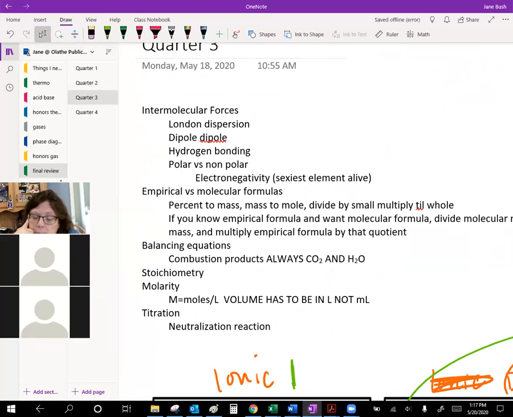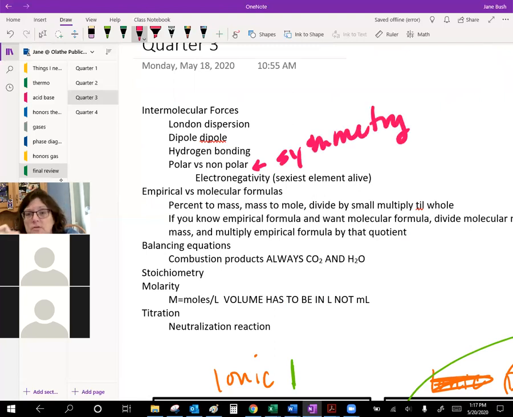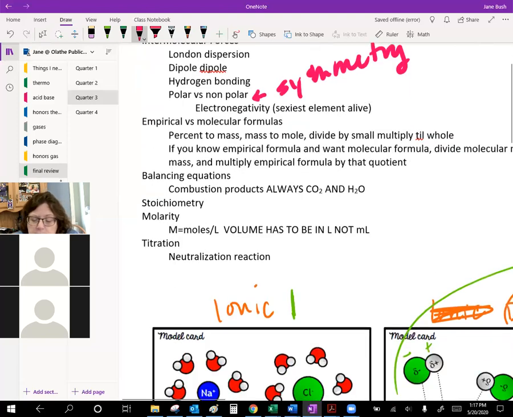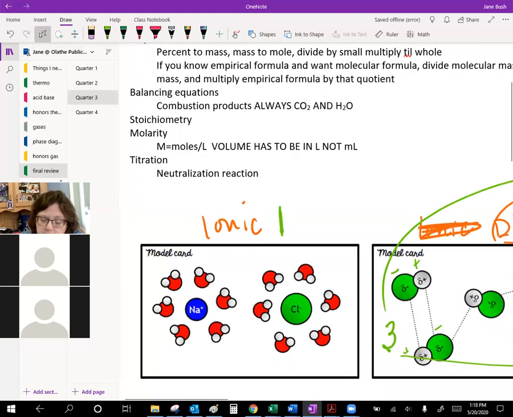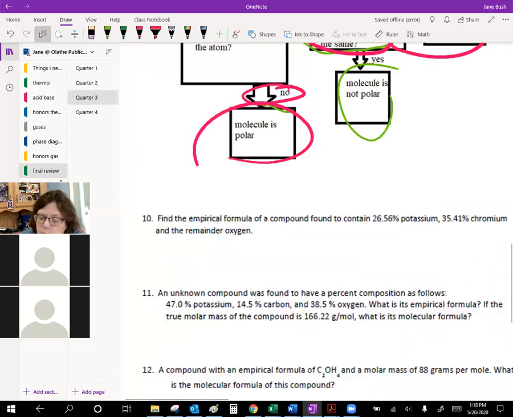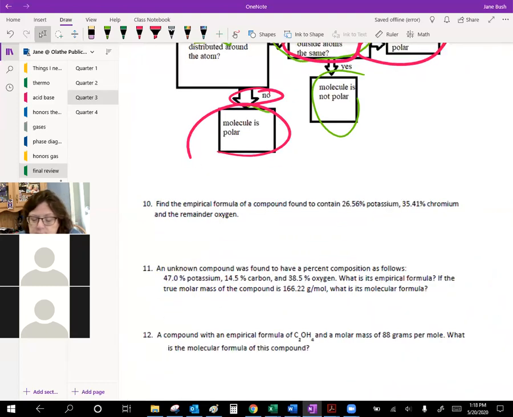All right. How about polar versus nonpolar molecules? The key here is symmetry. If they're shaped so that the poles are going to be equal on all sides, it's going to be nonpolar. Okay. All right. The next thing we did was empirical and molecular formula, and that's where we have our fun little poem: percent to mass, mass to mole, divide by small, multiply till whole. We come down here. I pulled up a couple questions.